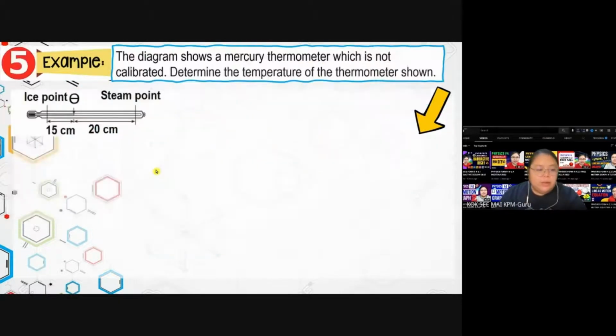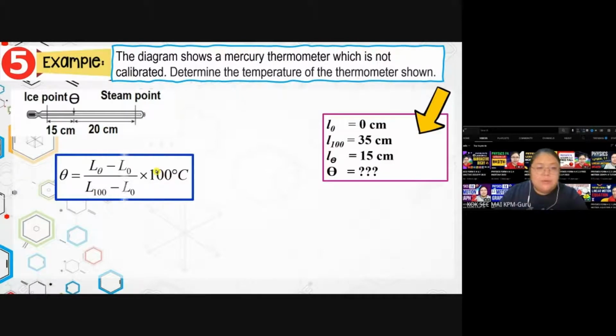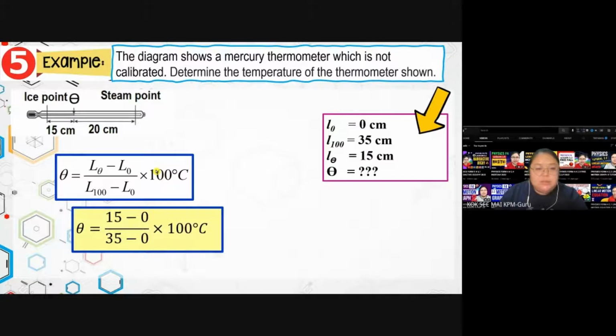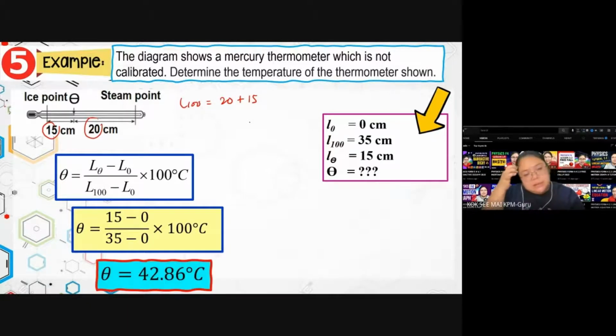Then the following is question number 3. I think you did this one already in the last lesson, and I already showed you the answer. I'll show again for the students who were absent last week. This one is the same calculation. L0 is 0 because they start from here. They show you the ice point is straightforward, start from the ice point, go to the steam point. So remember, they show you 20 and show you 15. So for L100, you need to add yourself, 20 plus 15. So this one is L100. So the final answer is 42.86 degrees Celsius.